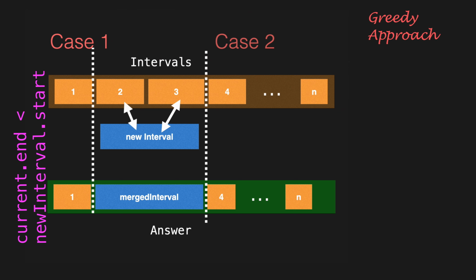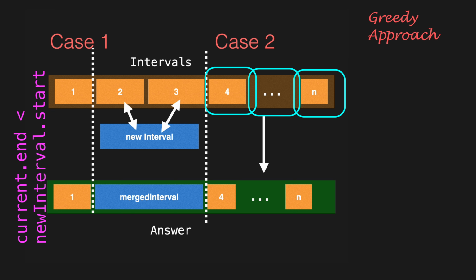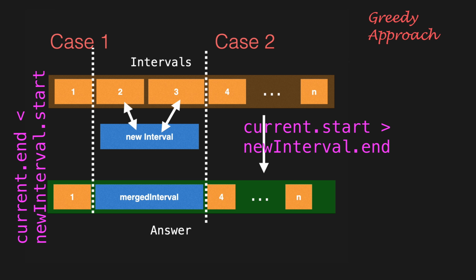And case 2 can be that the current interval is completely after the new interval. In this case, again, there is no overlap, and we simply add this new interval to our result list. After this, we can directly add all the subsequent intervals, including this current one, to the result list, as no further merging with the new interval will occur. And programmatically, we can check this by seeing if the current interval's start time is greater than the new interval's end time.